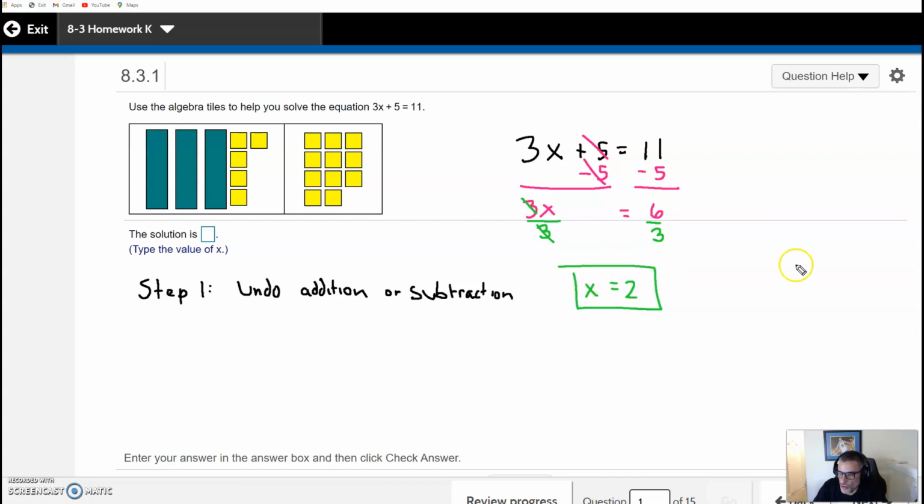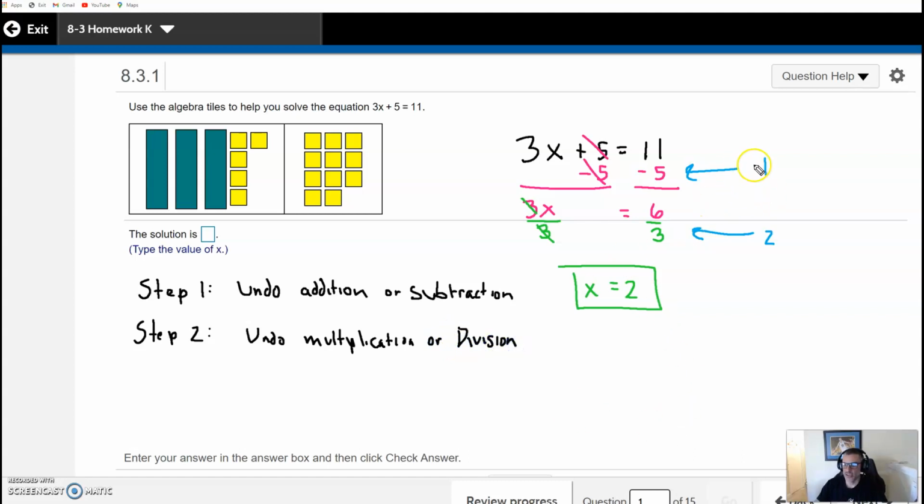And notice that that took 2 steps. Here's the first step, and so that's step 1, and here was step 2. So over here, I should write step 2 is undo multiplication or division. So you can see in step 1, I undid the addition, and in step 2, I undid the multiplication.